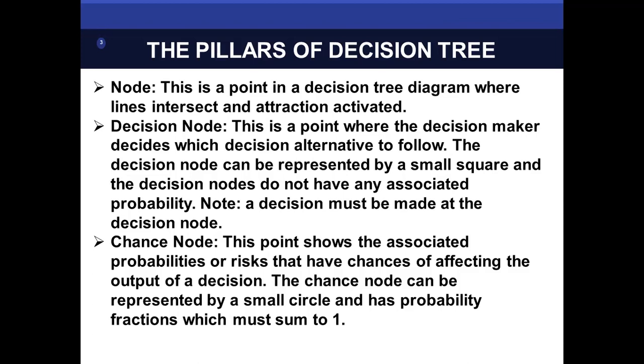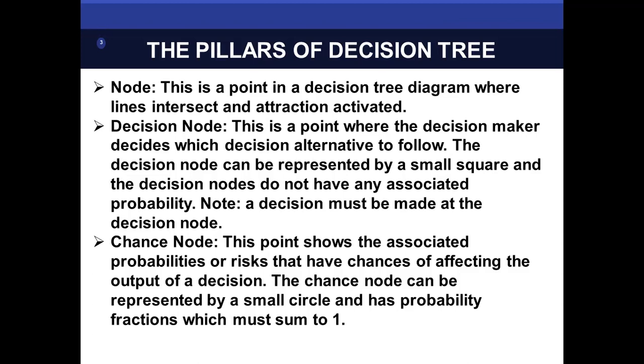Now, the next pillar of decision tree we want to talk about right now is the chance node. The chance node, which we categorized earlier on as a subsector of the node, is the point that shows the associated probabilities or risks that have chances of affecting the output of a decision. The decision node requires a decision to be made, and the chance node carries risk, carries the probabilities, and all must be factored in for a decision to be made at the decision node.